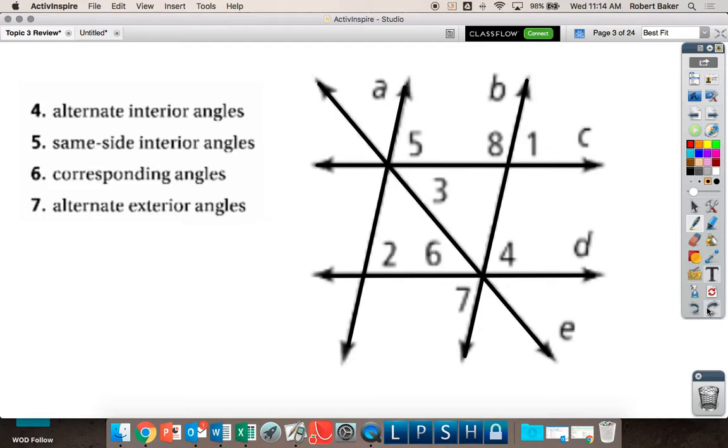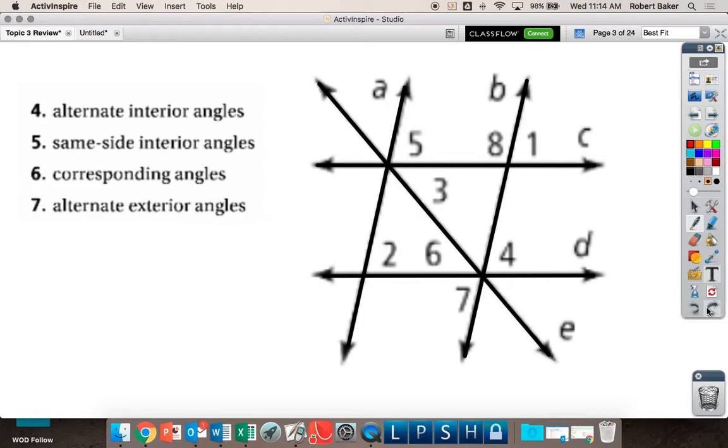Corresponding angles are a boatload of those. 4 and 1. 4 and 1, yes. 5 and 1, yes. 2 and 5, yes. 2 and 4, yes. A lot of them, right? It just says 1. 1 is good enough for me.